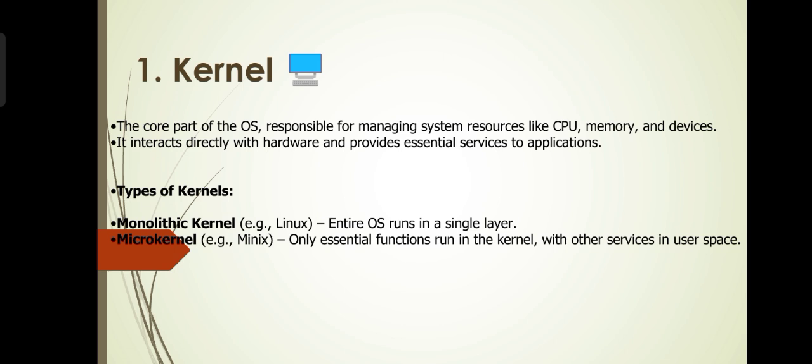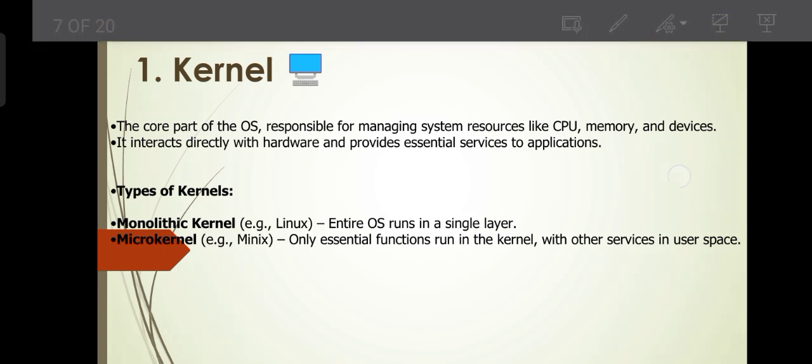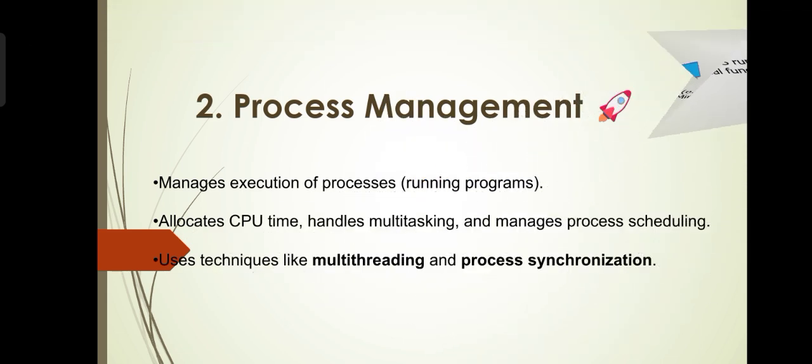The monolithic kernel is where the entire OS runs in a single layer, whereas microkernel is when the essential functions run in the kernel with other services in user space. Example of monolithic kernel is Linux, whereas example of microkernel is Minix. And next is the process management. In process management, it manages the execution of processes and allocates CPU time, handles multitasking, and manages process scheduling. Uses techniques like multi-threading and process synchronization.